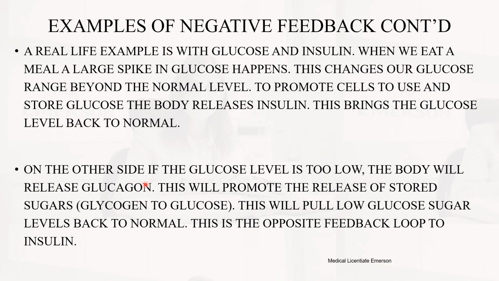So glucose gone. Okay. After the glucose is gone or is too low, this will promote the release of stored sugars, which means there will be conversion of glycogen to glucose through the process of glycogenolysis. This will put low glucose levels back to normal. And this is the opposite feedback loop to insulin, which is also an example of negative feedback.